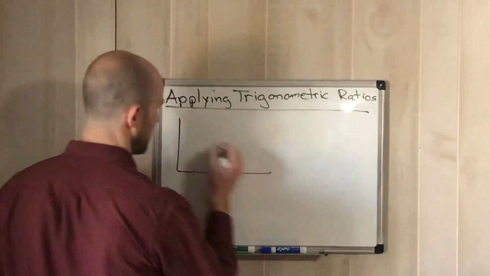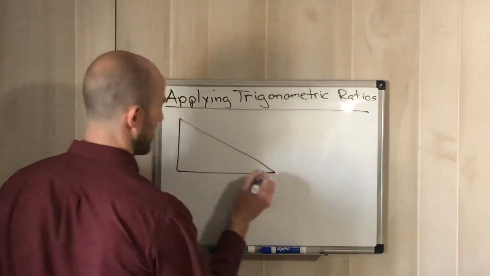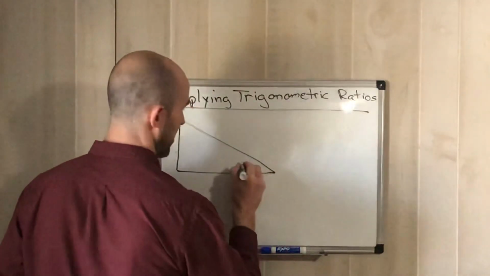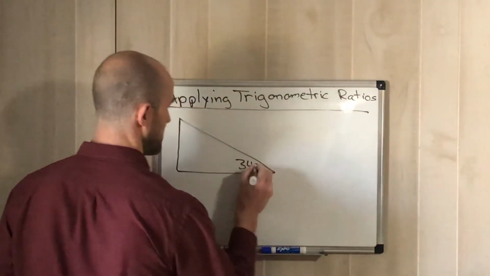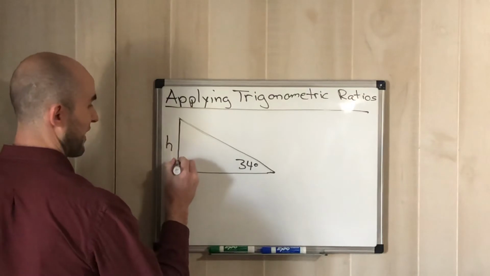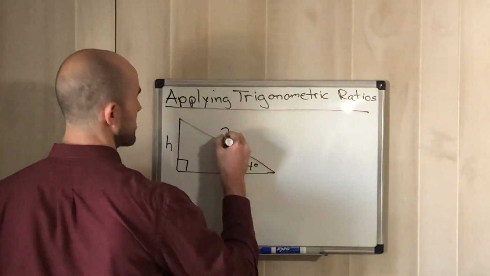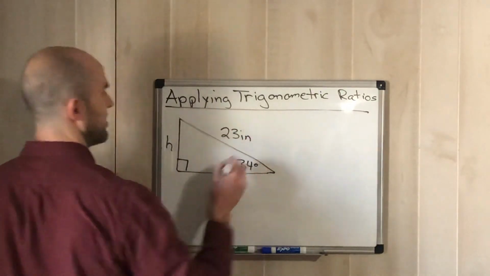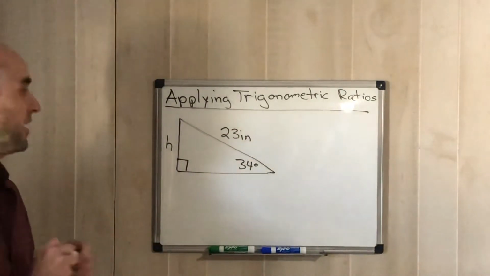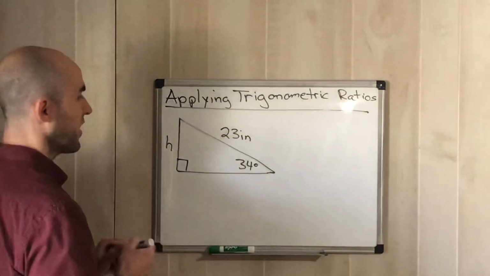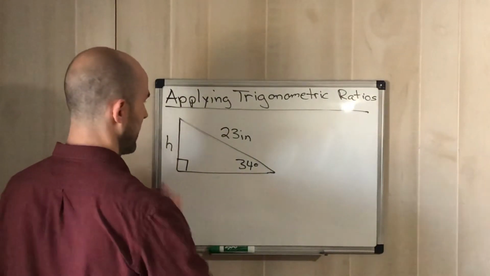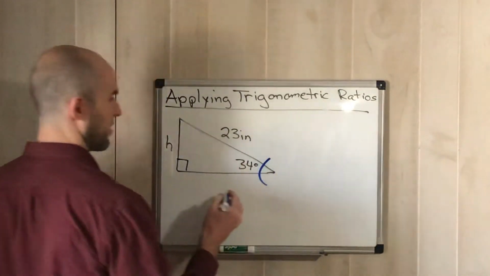We have a triangle. Okay. This angle is going to end up being 34 degrees. This side is going to end up being h. Can't forget that it's a right triangle, and this only applies for right triangles. And this one here is going to be 23 inches. Okay? Again, just get in the habit of it. We know that the only angle we're working with is angle 34. Right? Working with angle 34.